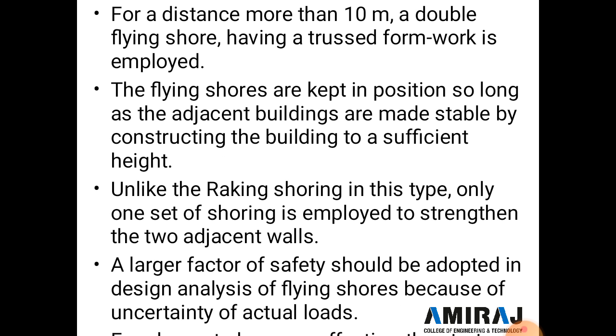Now the fourth point is that for a distance of more than 10 meters, a double flying shore having a trussed framework is employed. And the fifth point is that the flying shores are kept in position so long as the adjacent buildings are made stable by constructing the building to sufficient height. And the sixth point is that unlike racking shore, in this type of shoring only one side of the shoring is employed to strengthen the two adjacent walls, and a larger factor of safety should be adopted in the design analysis of flying shore because of uncertainty of actual load.